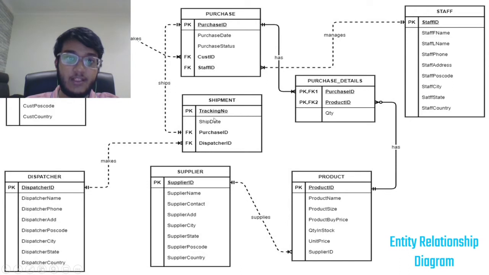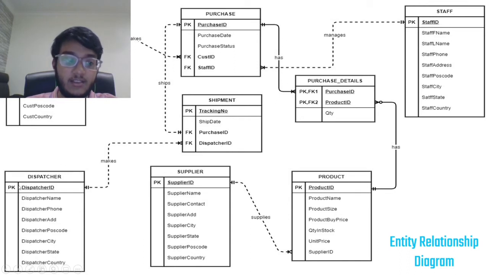For the shipments and purchase, where the shipment ships the purchase, which is a one-to-one relationship. From there, the customer has a lot of attributes, while the primary key is CUS ID, or you could say customer ID. The purchase primary key is purchase ID, with its foreign key as customer ID and staff ID. The primary key for shipment is tracking number, and the foreign key is purchase ID and dispatcher ID.